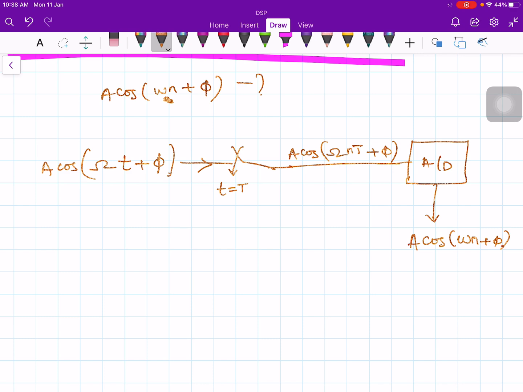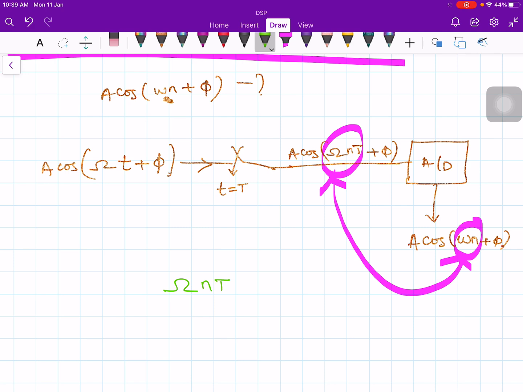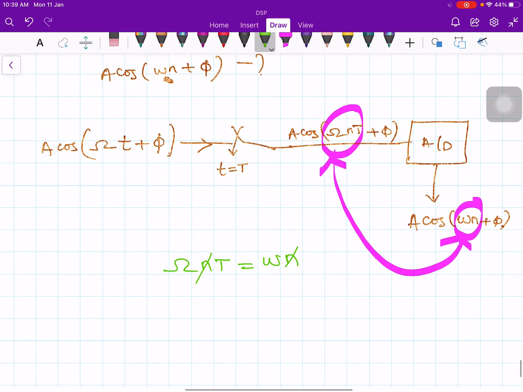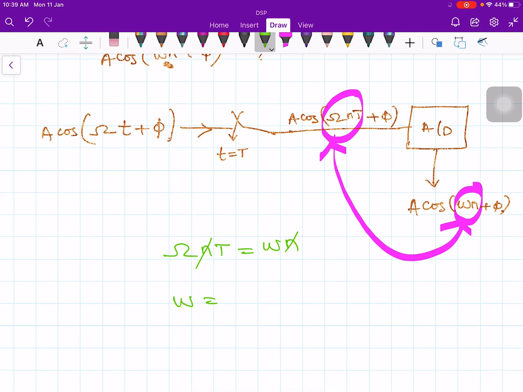Now what is omega? Small omega. How small omega is related to capital omega? Okay, so look at this guy, omega n. Here and this one. How are they related, these two guys? If you look at capital omega n capital T is equal to omega n. You can cancel this n on both sides. Therefore, your small omega is equal to capital omega times capital T.